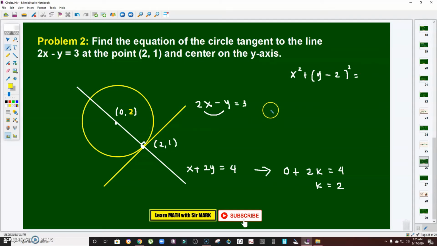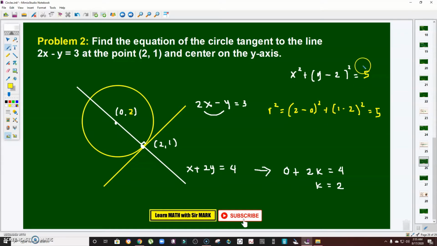So let's do it. r squared is equal to (2 minus 0) squared, plus (1 minus 2) squared. So that will be 4 plus 1, so that will be 5. Therefore, the equation of the circle here, our answer, is x squared plus (y minus 2) squared equals 5. See that? Okay, so that's it.